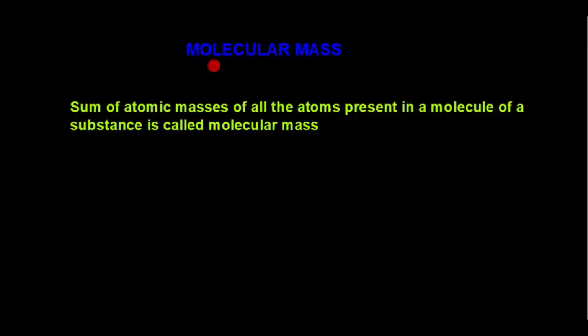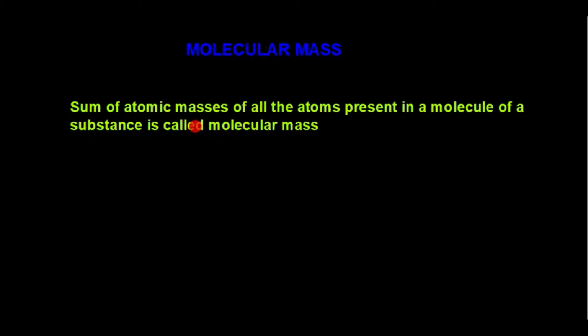In this video, we will discuss molecular mass. We must know what is the definition of molecular mass. The sum of atomic masses of all the atoms present in a molecule of a substance is called molecular mass. It means molecular mass is the sum of atomic masses of all the atoms which are present in one molecule of that substance. Students, we will understand molecular mass with the help of some examples.